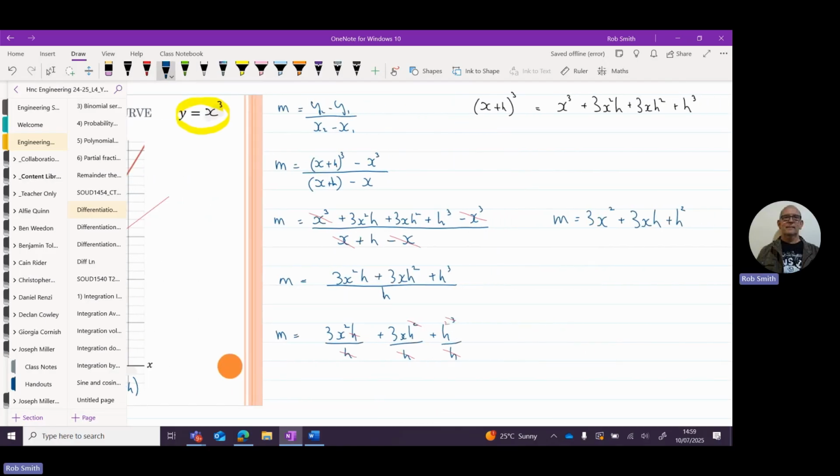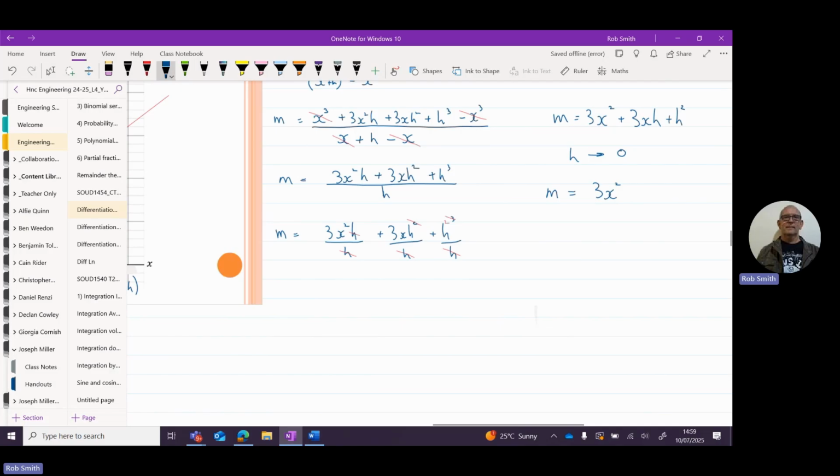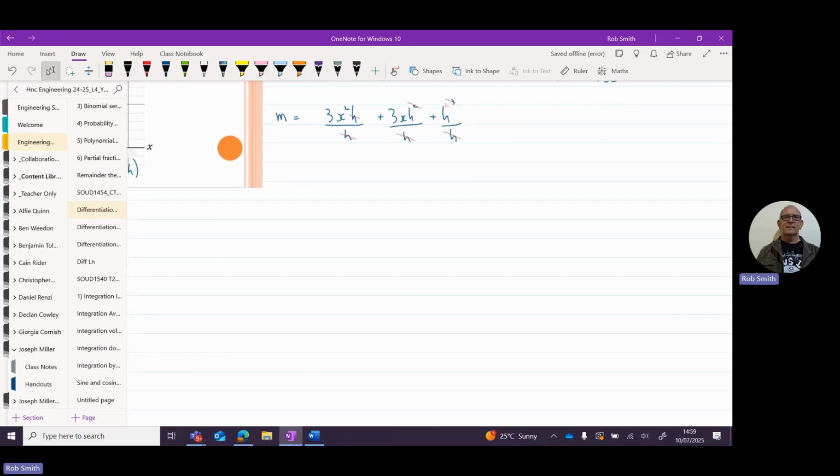So again, now we can write, as h approaches 0, then the gradient is going to equal 3x squared. And now we've got a formula for doing x to the power of 3. So we need to think about relationships and patterns. What we've done so far: we did y equals x squared, and the gradient was equal to 2x. And then we did y equals x to the power of 3, and the gradient was equal to 3x squared.